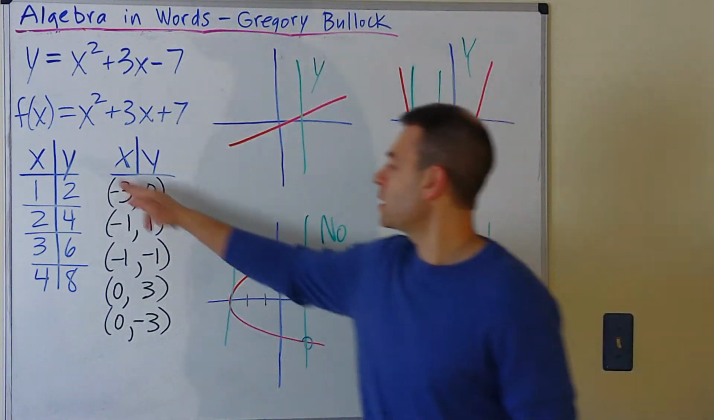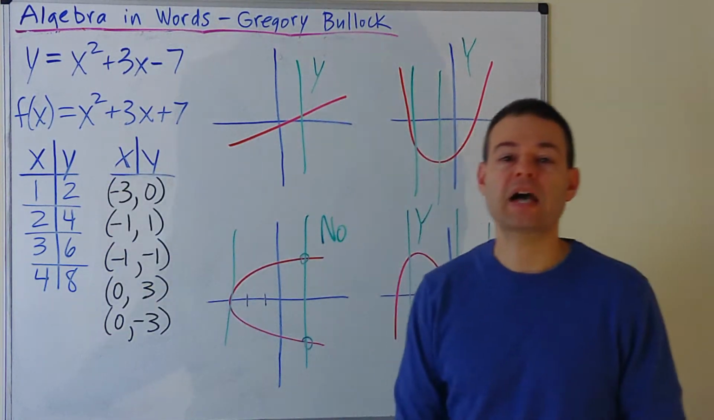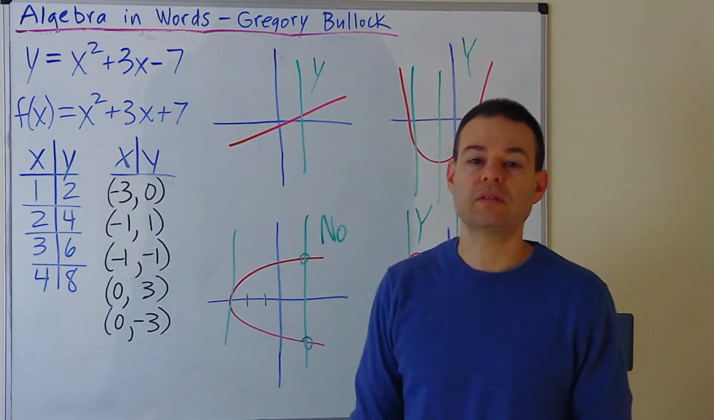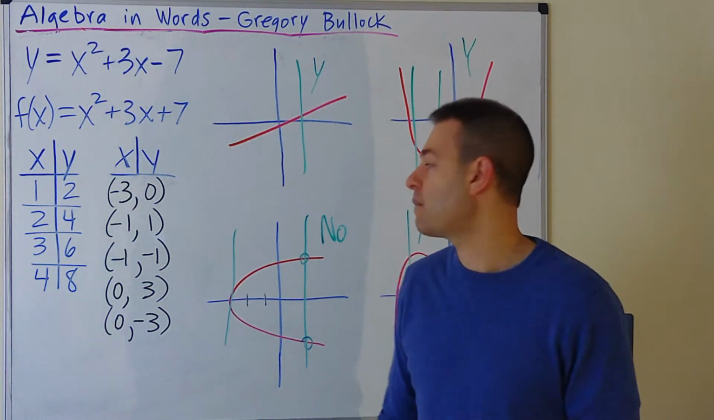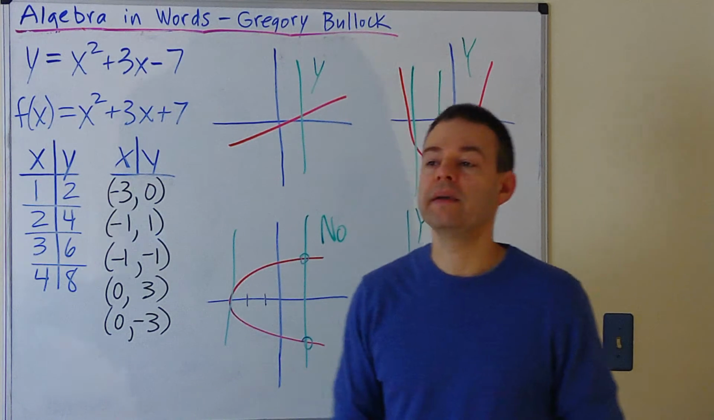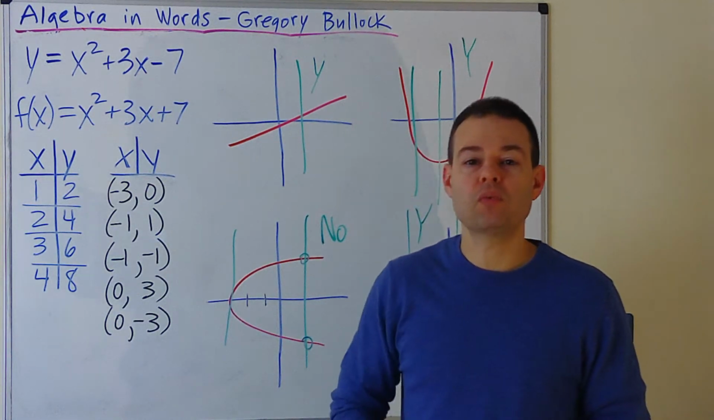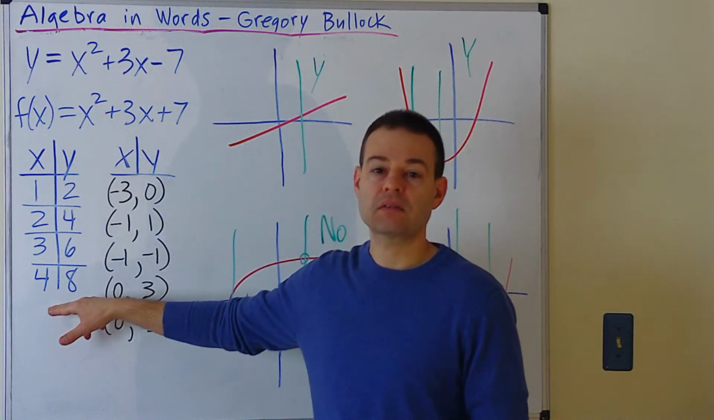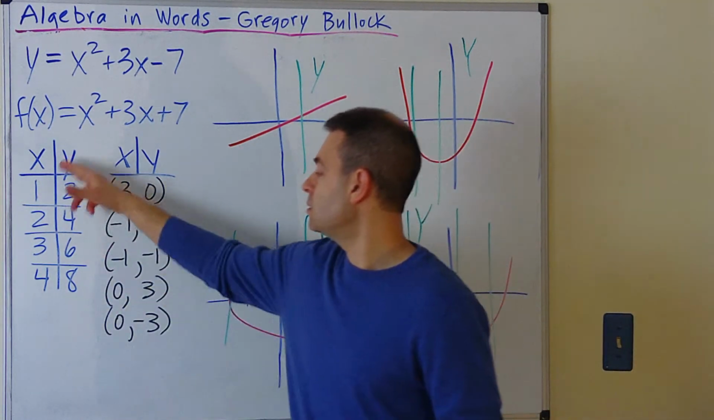Alright, so let's look at some actual data points. If we're looking at this first set of data points, and let's just call them points on a graph, x and y points, there's a 1 and a 2. And basically what we're looking for is, are there multiple values of x? And the answer is no.